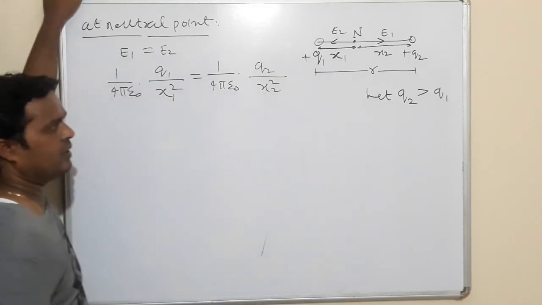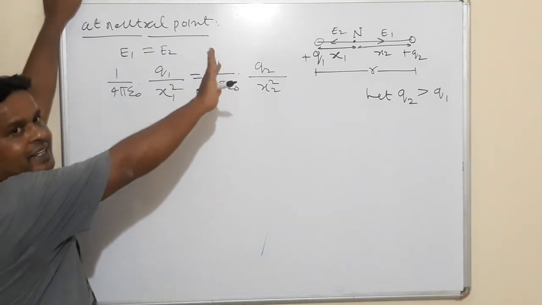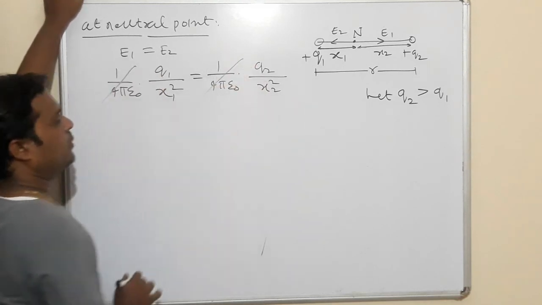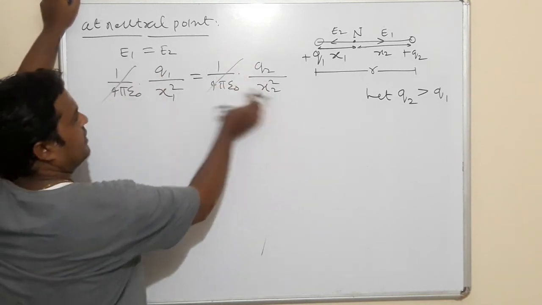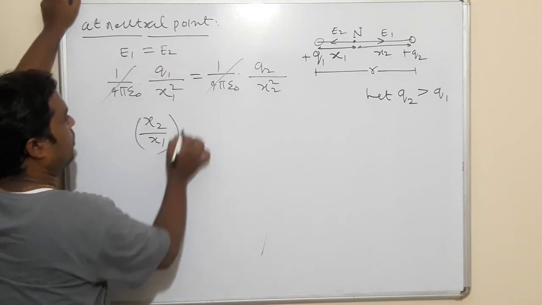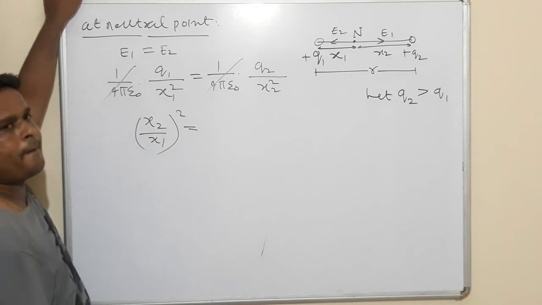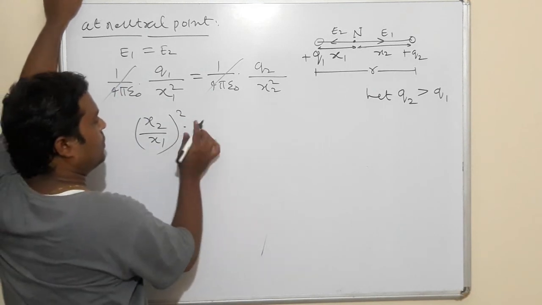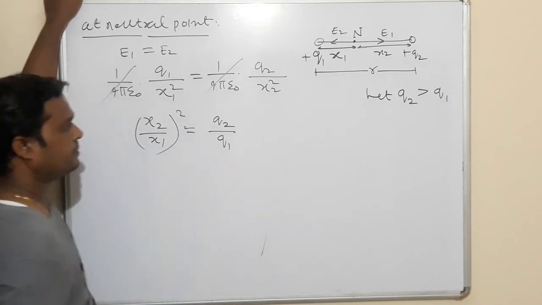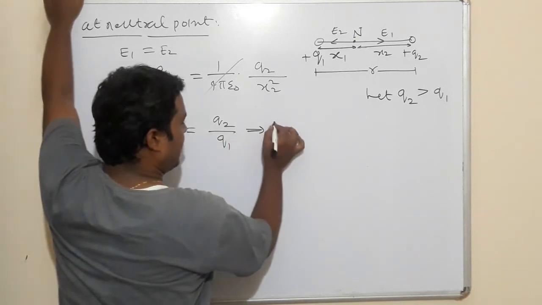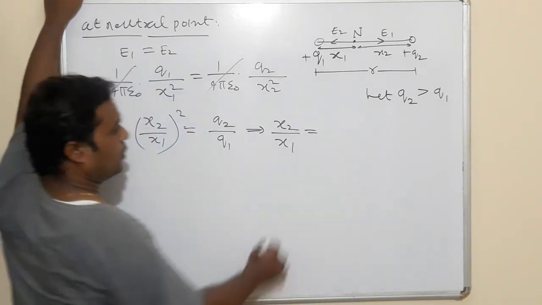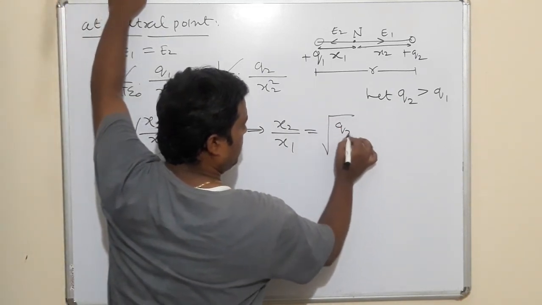Just for comparison, exactly how to find the point, I will take examples and we will calculate. 1 by 4 pi epsilon naught cancels. This x2 comes this side. This will be x2 by x1 whole square will be equal to Q2 by Q1, which implies that x2 by x1 should be equal to root of Q2 by Q1.